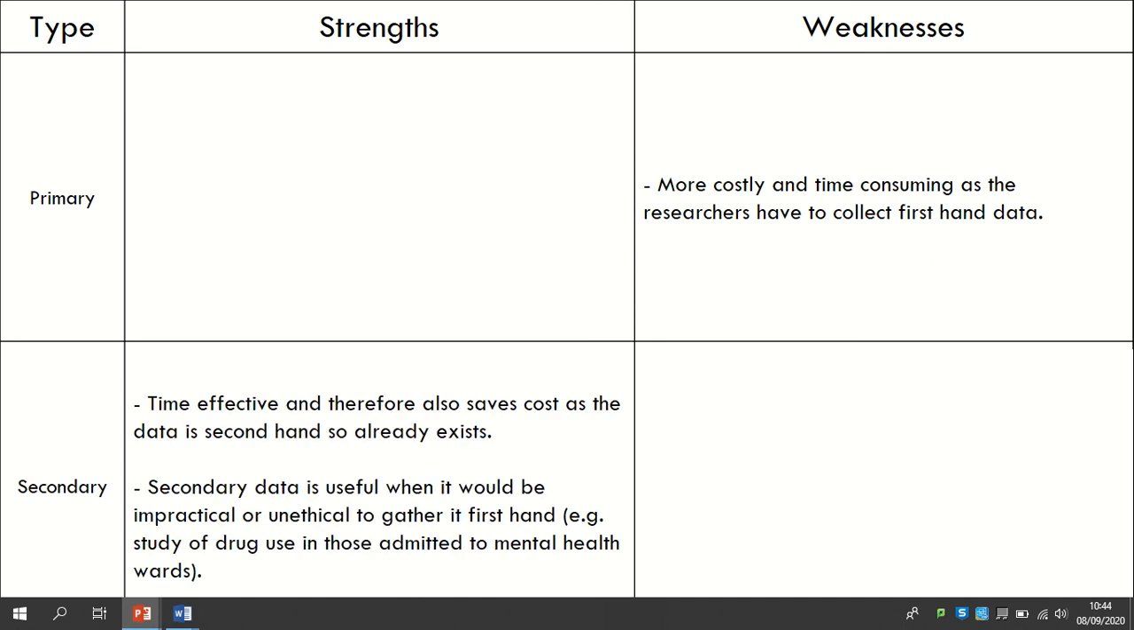For secondary data, we have a strength here. So it's time effective and therefore also saves cost, as data is second hand, so it already exists. You don't have to collect it yourself. It's also very useful because it could be impractical or unethical to gather it first hand.